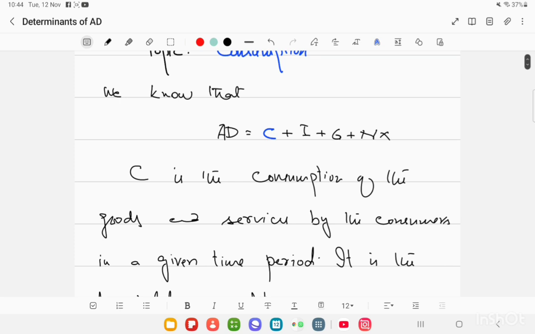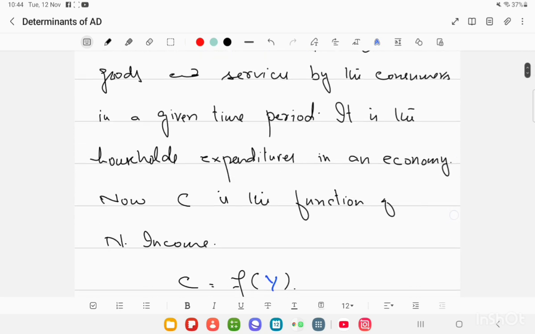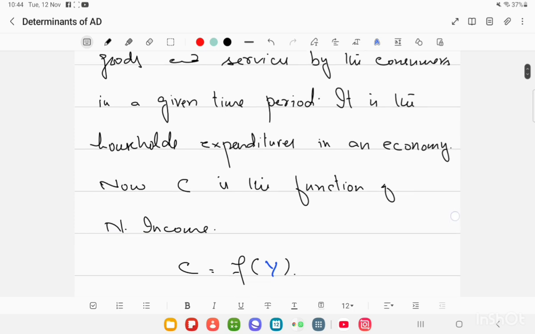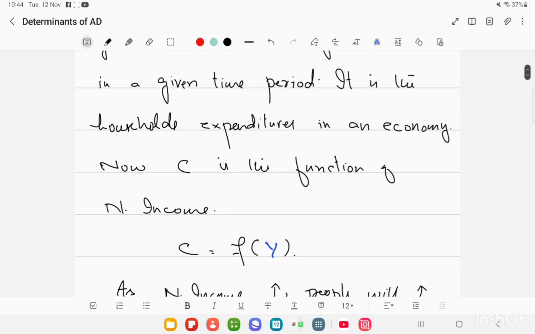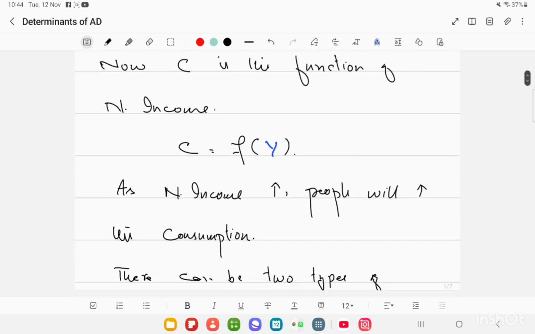We know that aggregate demand is equal to C plus I plus G plus net exports. C is the consumption of goods and services by the consumers in a given time period. It is the household expenditure in an economy. Now C is a function of national income. Basically, when the income level increases, consumption will also increase.